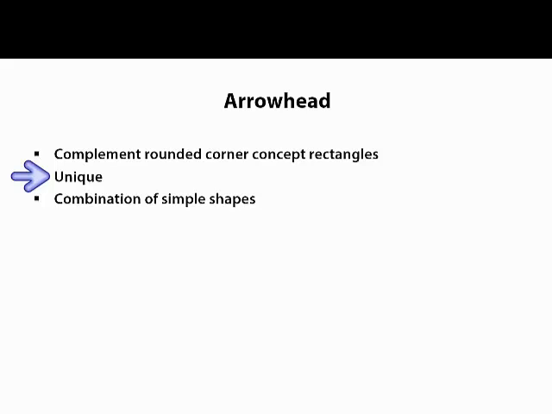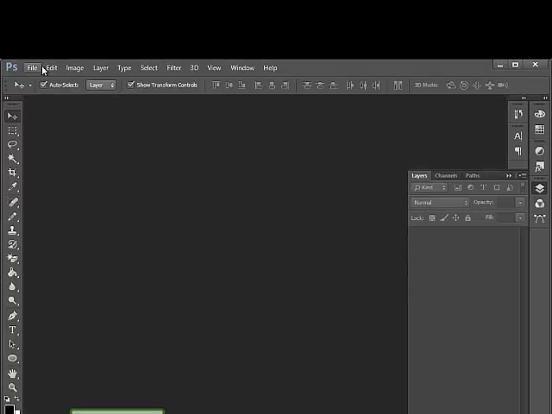We're going to use a technique that sometimes is used in real drawing with pen and pencil, making a figure out of simple shapes. In this case, we'll make our arrowhead using circles and rectangles. Let's get started. Create a new file named Pointer.